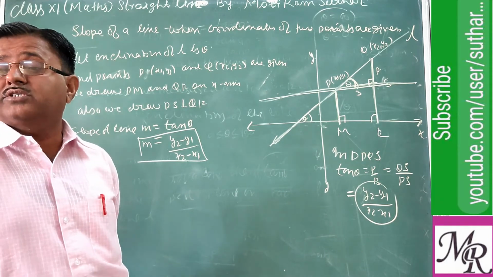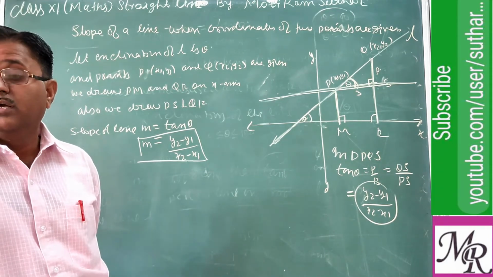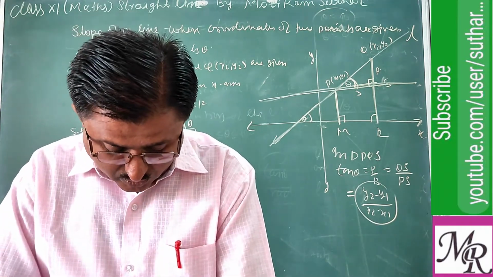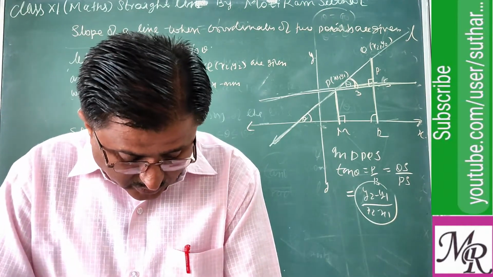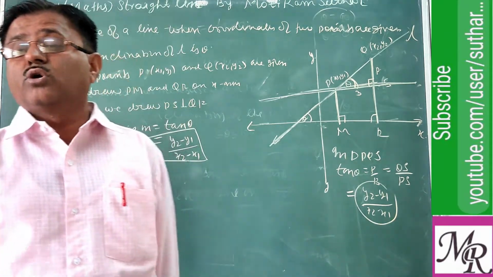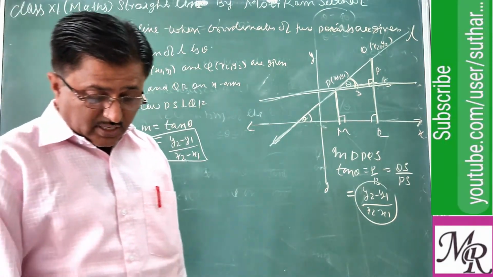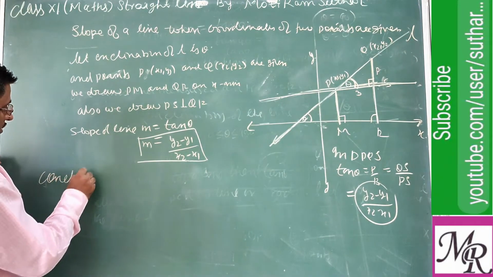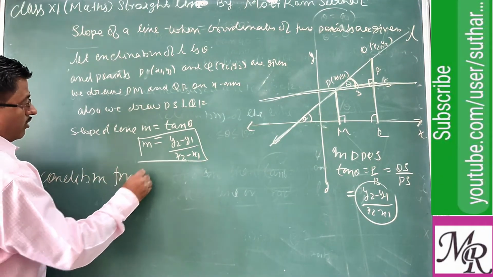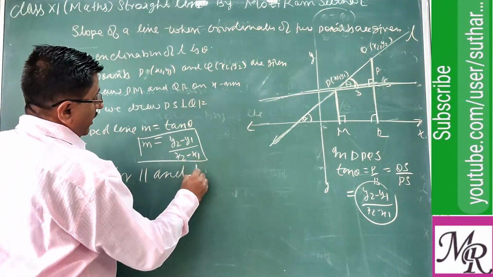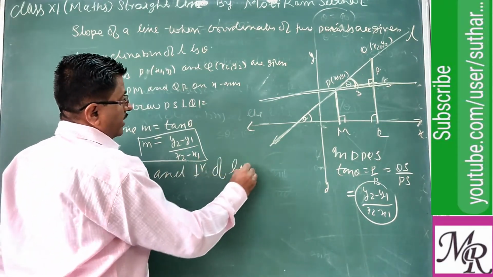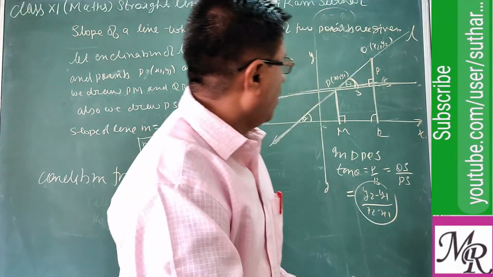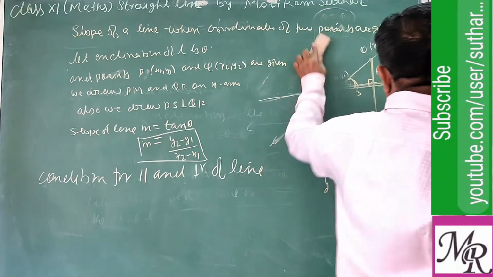Next condition we say, that is very important, the condition for parallelism and perpendicularity of lines in terms of their slopes. So what is the condition for parallel and perpendicular lines? When do we call two lines perpendicular or parallel?